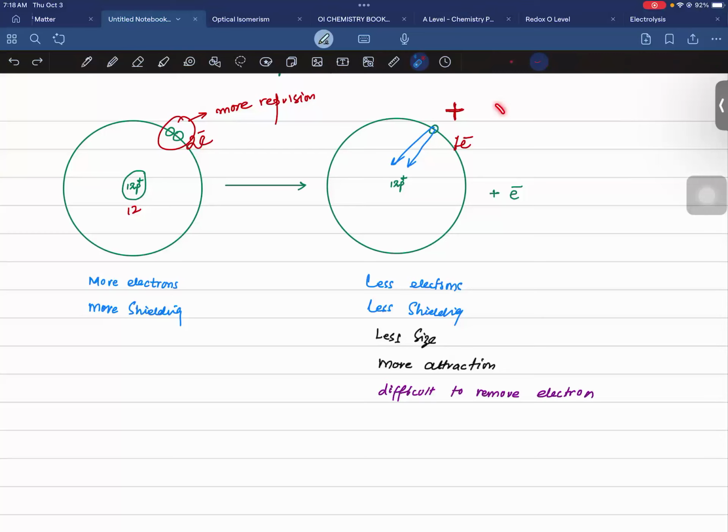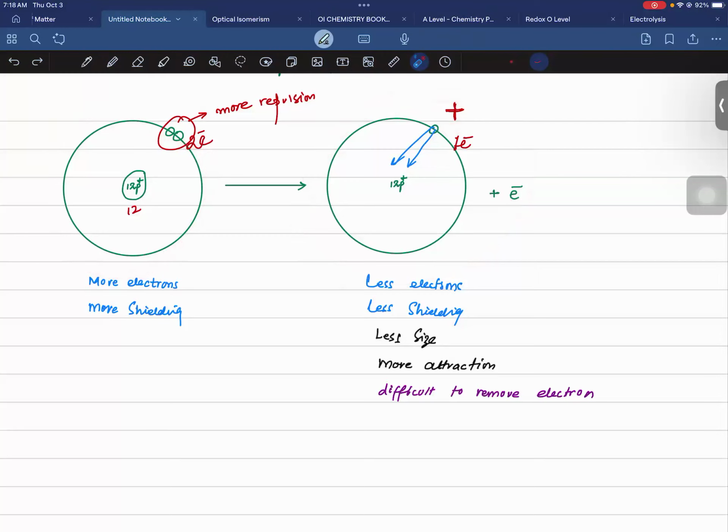So in this the shielding is less. Obviously the electrons are not going to push each other, so the size is not larger. It's smaller due to the less repulsion. And when the size is smaller, the outer electron is closer to the nucleus, so there is a strong attraction. Therefore, you would be providing more energy as compared to this one to remove this electron.